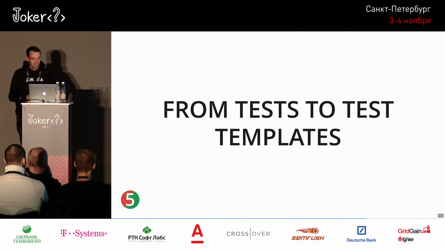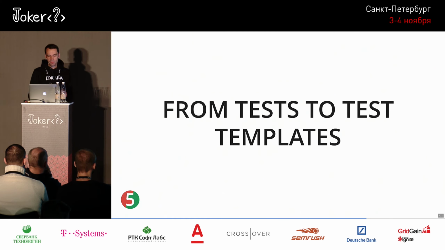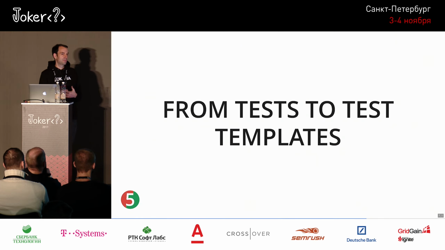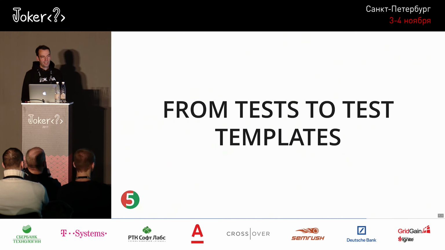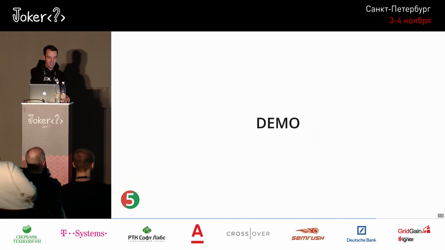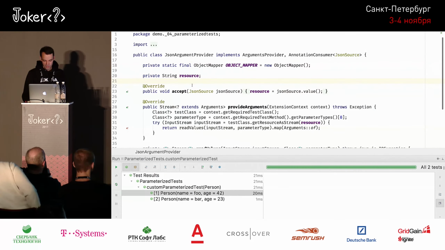All right, so last but not least, test templates. So a usual test is one test method that is executed once. And test templates are a bit different. A test template method is actually a method that is executed like a template multiple times in different contexts. And what those contexts are is again up to an extension. So this is by far the most complicated example. So bear with me for a minute.